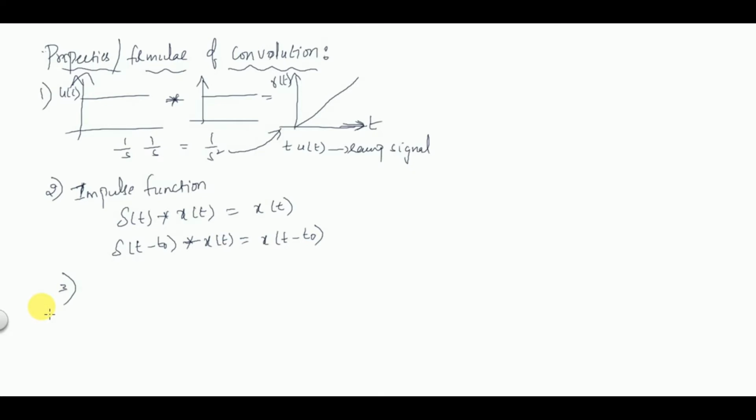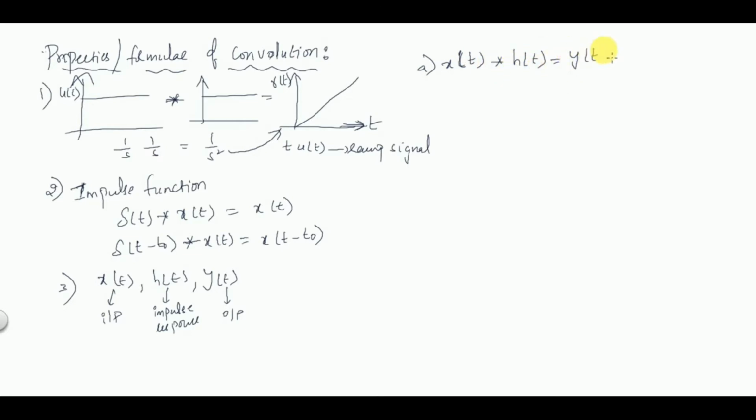Next, consider two signals x of t and y of t, and h of t, where h of t is the impulse response of the system, y of t is the output of the system, and x of t is the input of the system. Then property A: x of t convolved with h of t is equal to y of t. We know this: the output is given by the convolution of the input and the system.